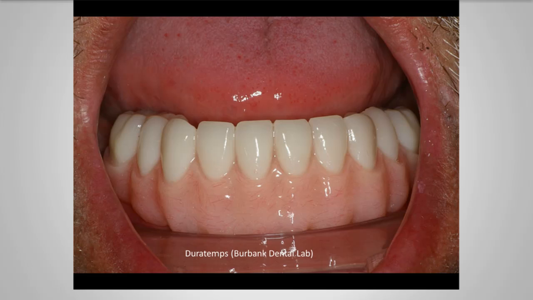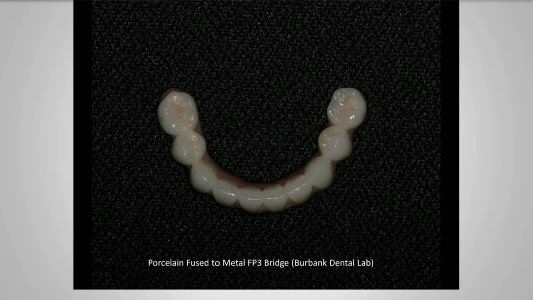And so here we have a DuraTemp. This is what we call an FP3 restoration. FP3 meaning because of deficiency in bone, or because of the reasoning of leveling the bone, we do not want to have very long teeth there. So not only will the restoration have teeth, but it will also have pink acrylic or pink porcelain.